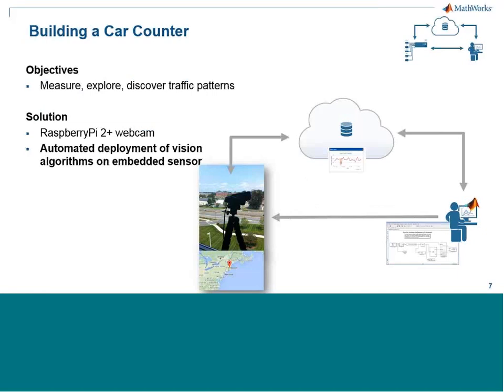Okay, so how do we build a car counter with a Raspberry Pi, a webcam, and Simulink? That's what we're going to show in this next part of the presentation. Our basic setup is shown here. Again, in this case, our edge node is the camera that's looking out on the busy highway. Again, we're using ThingSpeak at the cloud layer to collect the data. And then in the lower right-hand corner, this time we're using Simulink to design an algorithm. That's the algorithm that will count the cars that will be deployed to run on a Raspberry Pi 2.